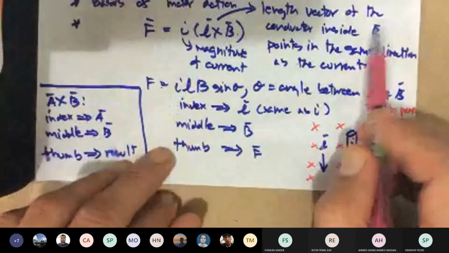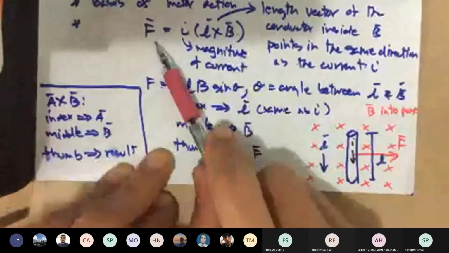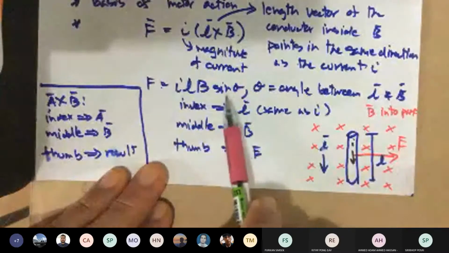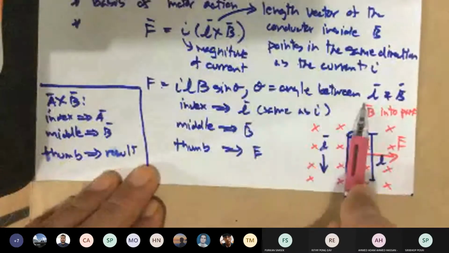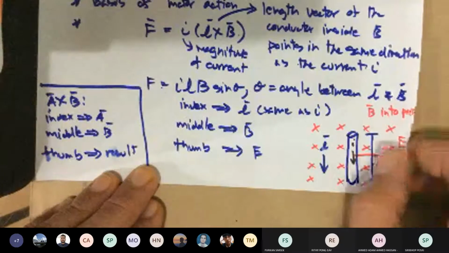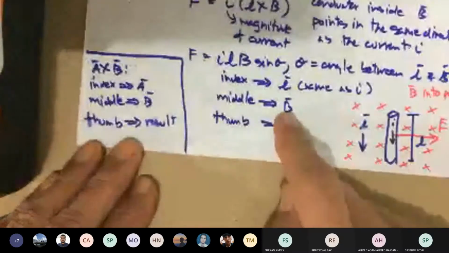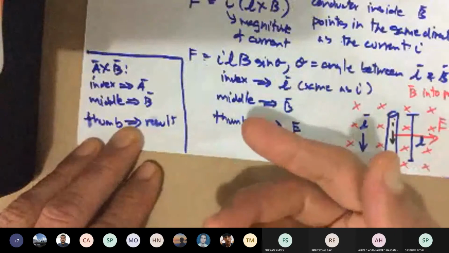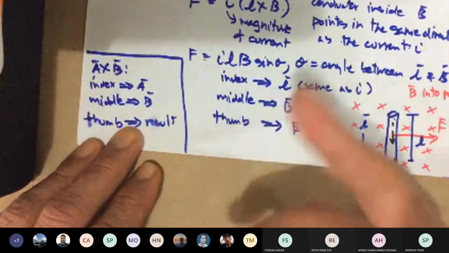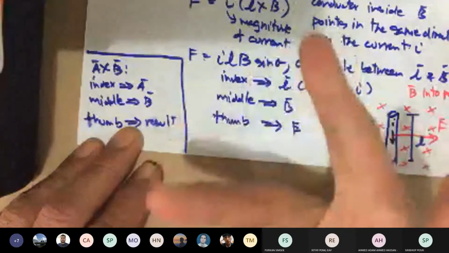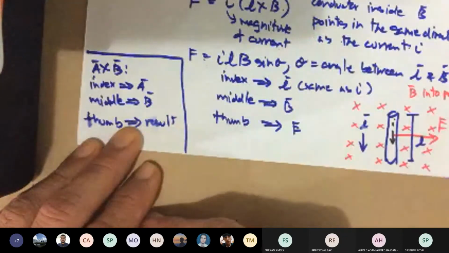B is the magnetic field. And this is the vector equation; turn it to scalars: I L B sine theta, where theta is the angle between vector L and vector B. And you have to use your right hand rule. This right hand rule applies to the cross product also.